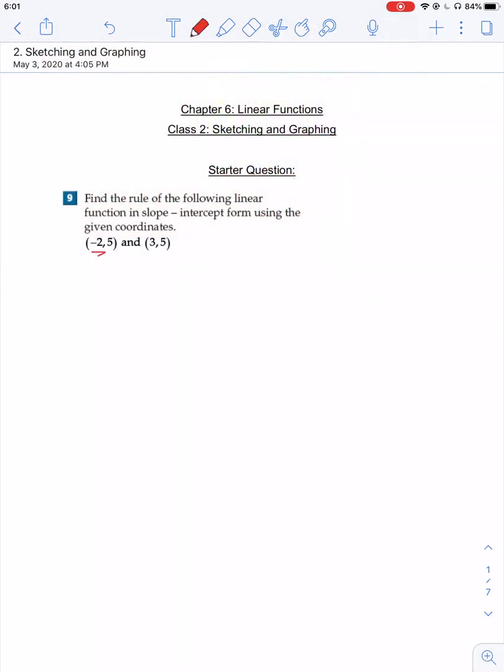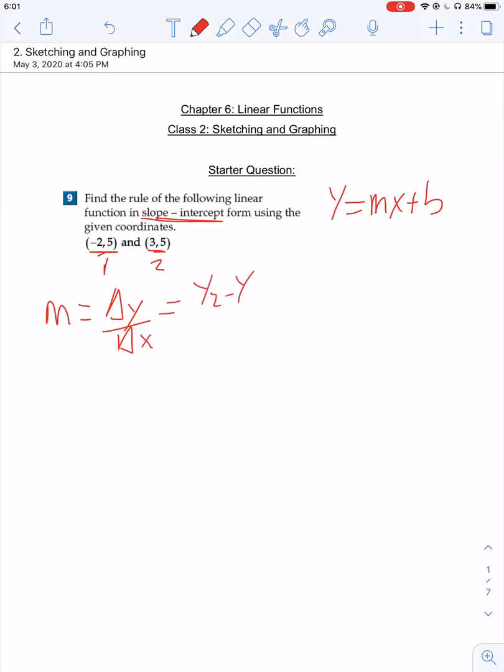So again, you have 2 points, right? You're looking for the equation in slope-intercept form. That's the form where y equals mx plus b. So I'm going to call these my 2's, these will be my 1's, right? So slope is just equal to the change in y divided by the change in x, which is y2 minus y1 over x2 minus x1, okay? So my y2 is 5, from here, and my y1 is also 5, from here. So 5 minus 5, that's 0, and then 3 minus 2.